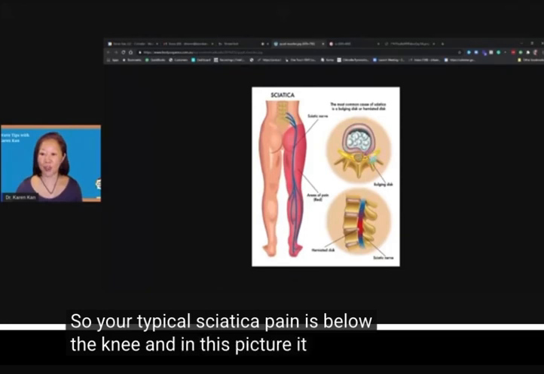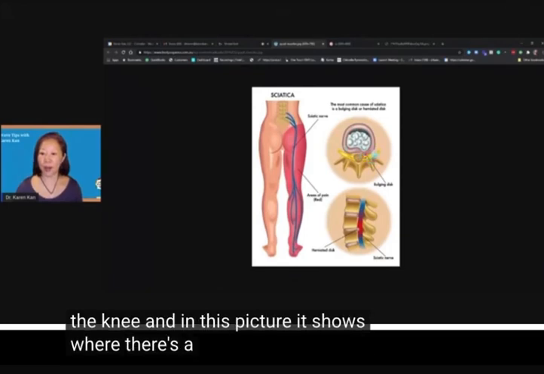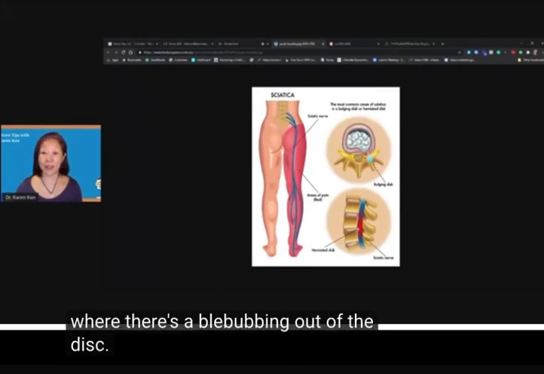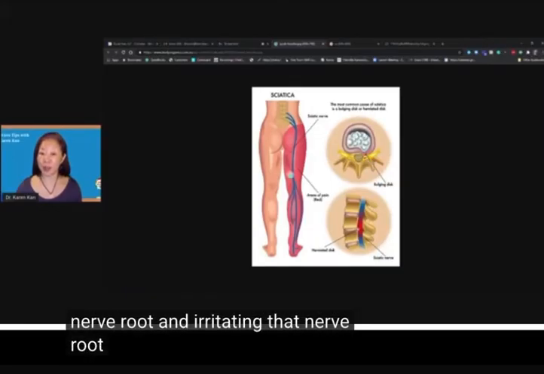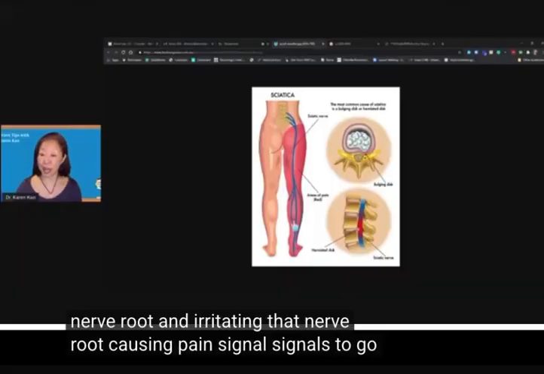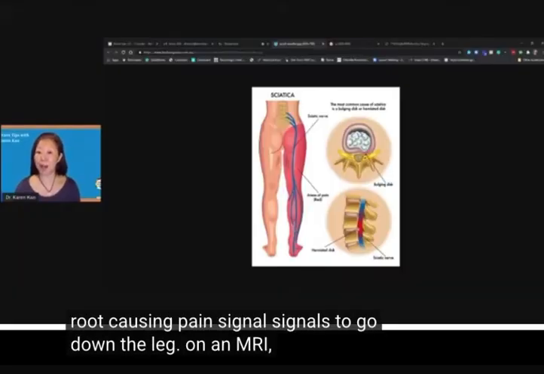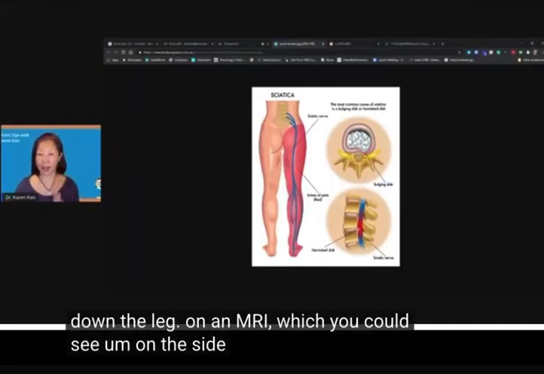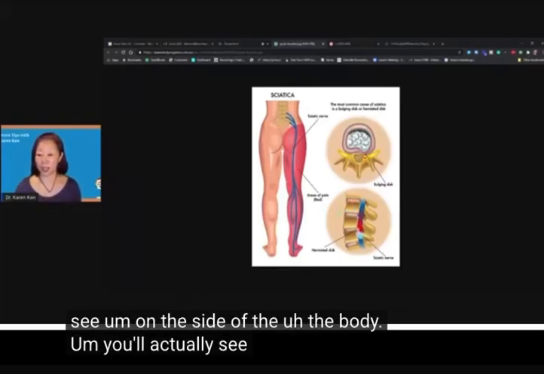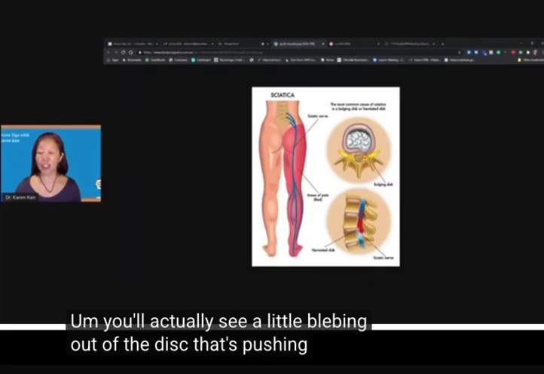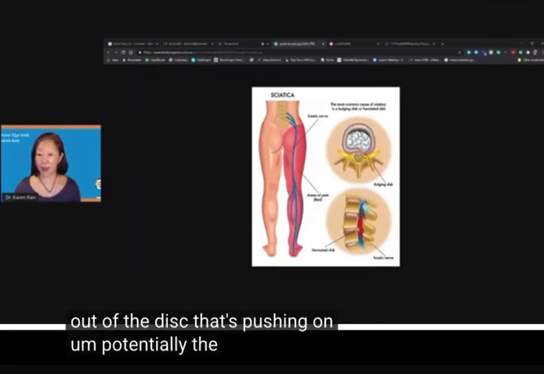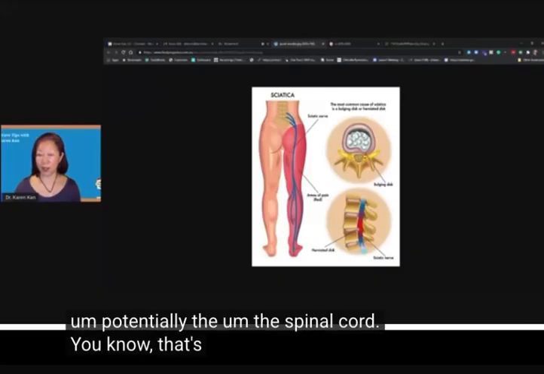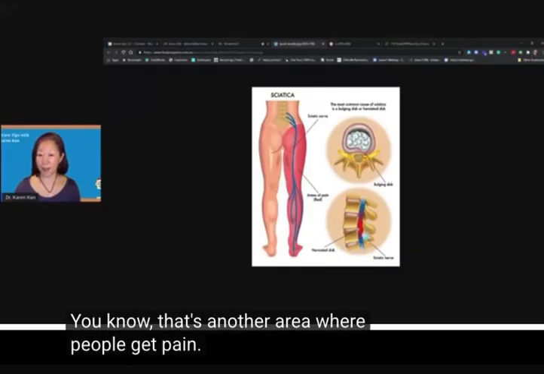And in this picture, it shows where there's a blebbing out of the disc, so a bulging disc pushing on a nerve root and irritating that nerve root, causing pain signals to go down the leg. On an MRI, which you could see on the side of the body, you'll actually see a little blebbing out of the disc that's pushing on potentially the spinal cord. You know, that's another area where people get pain.